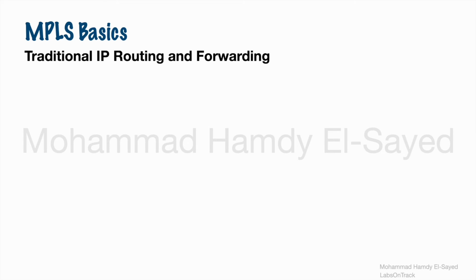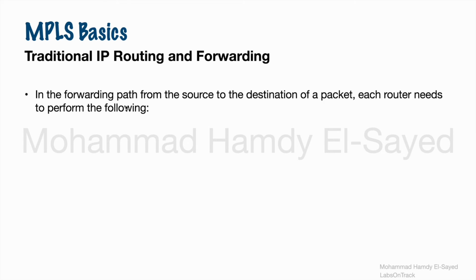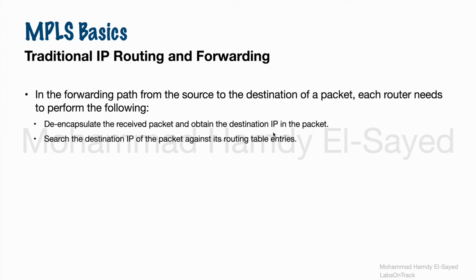To summarize what we said, in the forwarding path from the source to the destination of a packet, each router needs to perform the following: de-encapsulate the received packet and obtain the destination IP address in the packet, search the destination IP of the packet against its routing table entries, and re-encapsulate the packet after determining the exit interface and next hop IP address if a match was found. If there was no match in the routing table entries, the packet will be discarded, of course.